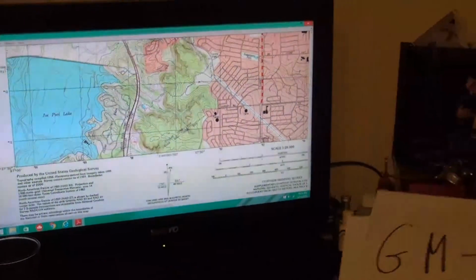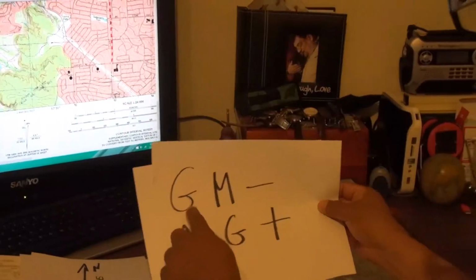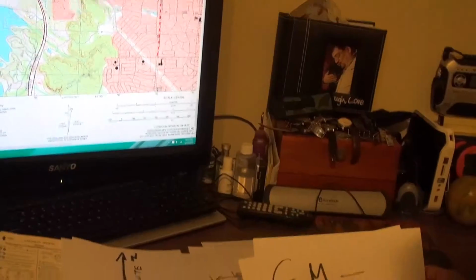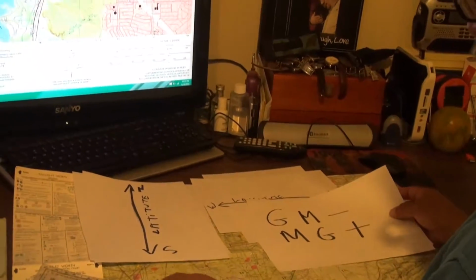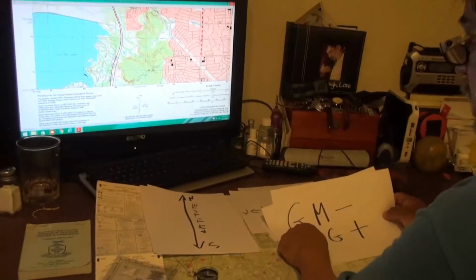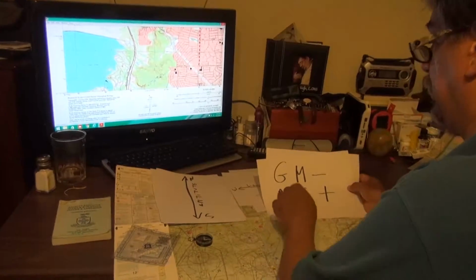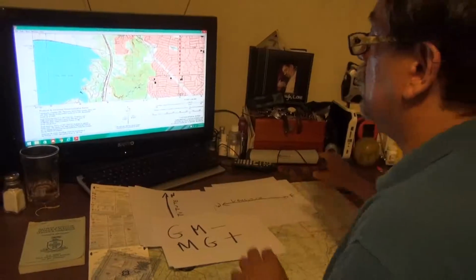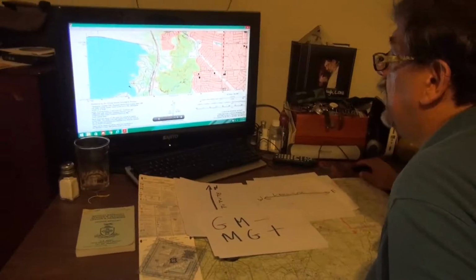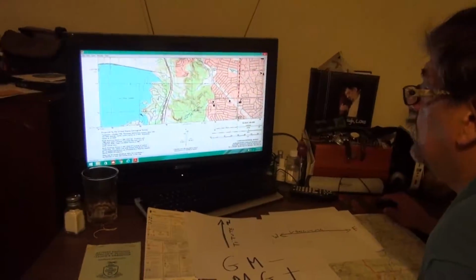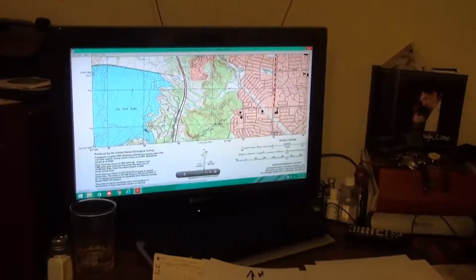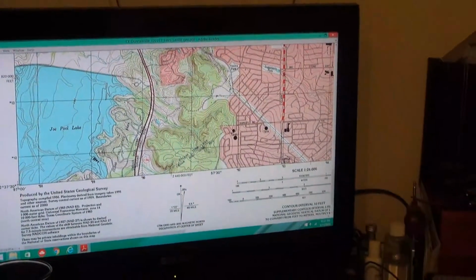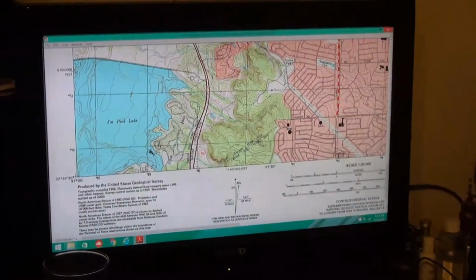From grid to magnetic, just subtract. So we're going to throw an azimuth using the grid, the paper, to a magnetic, subtract. So this is what we have. From grid north to magnetic north, we have 5.5 degrees. 5.5 degrees equals 98 mils. Okay?